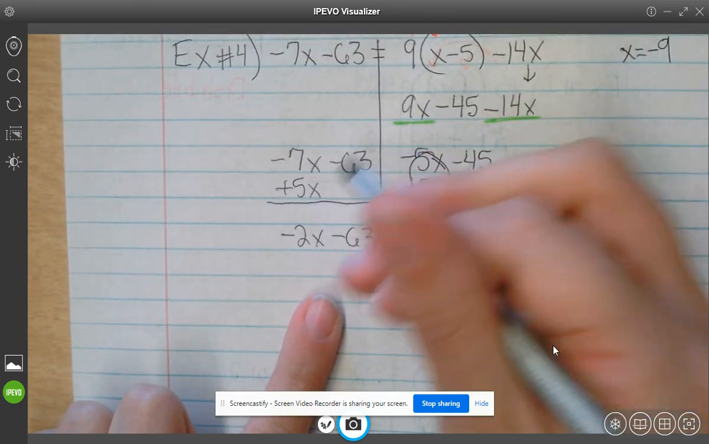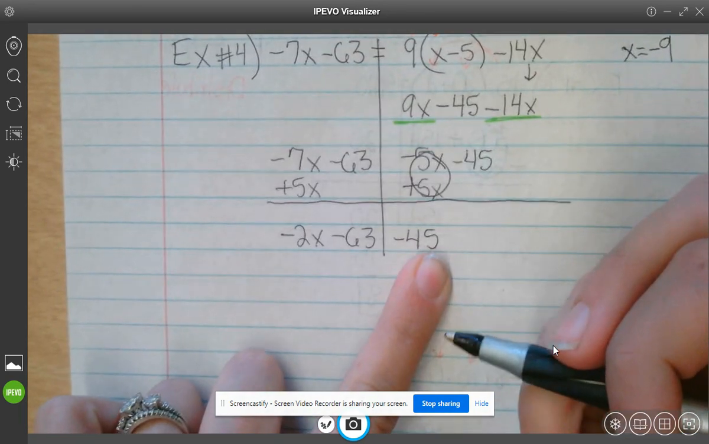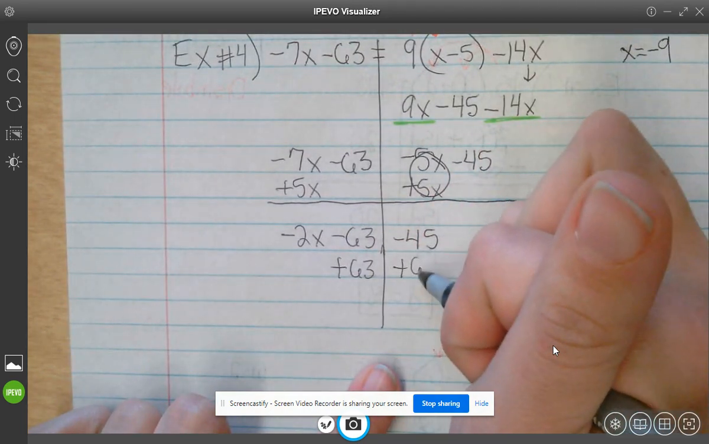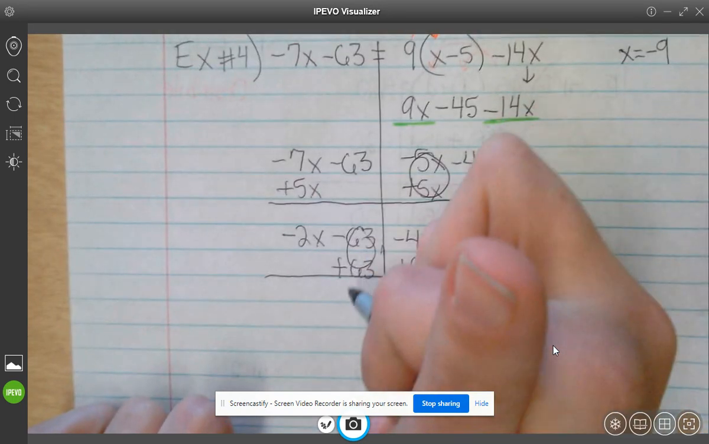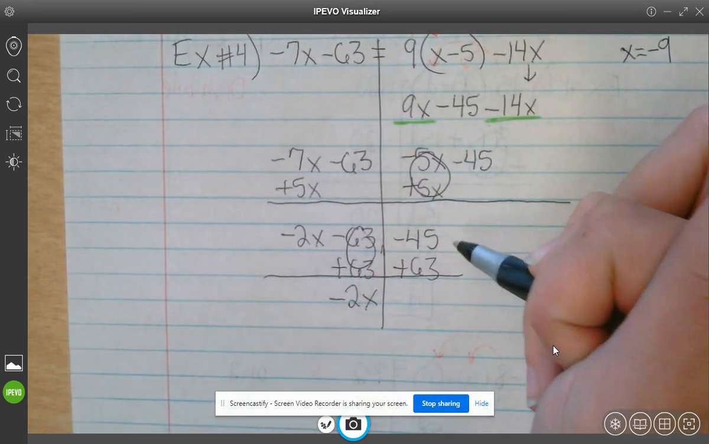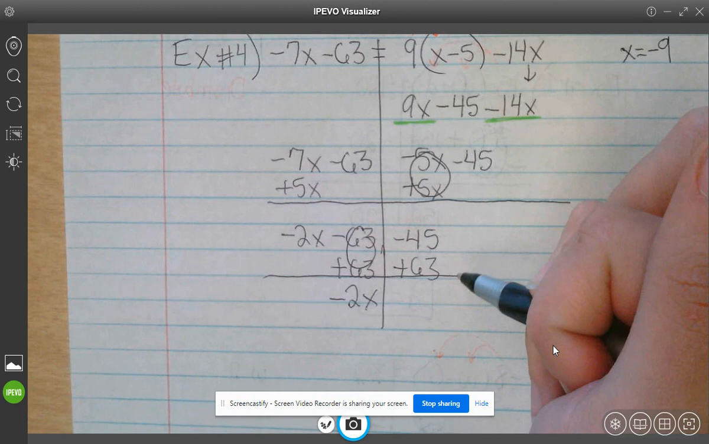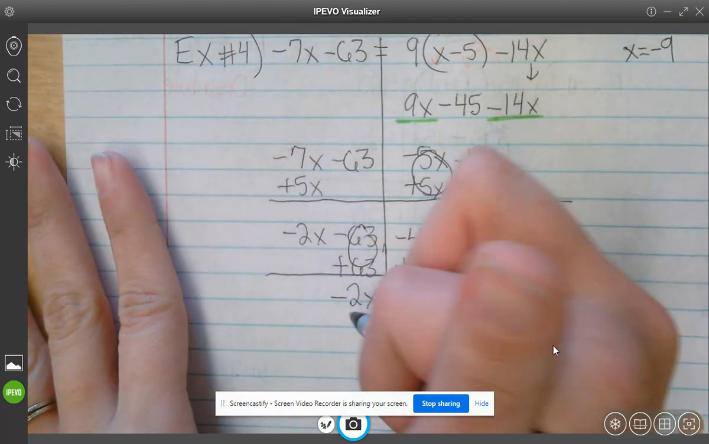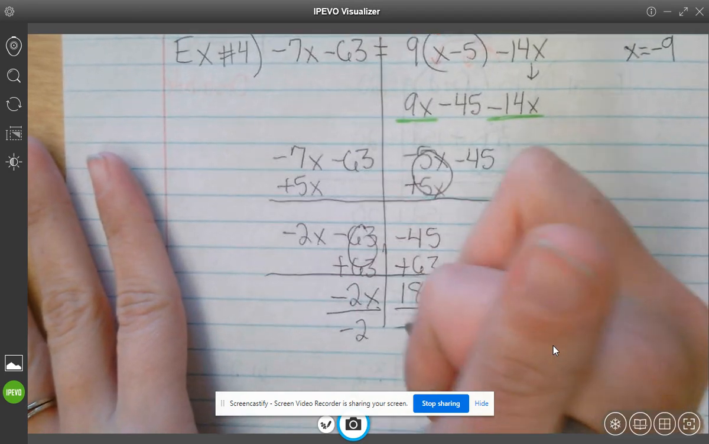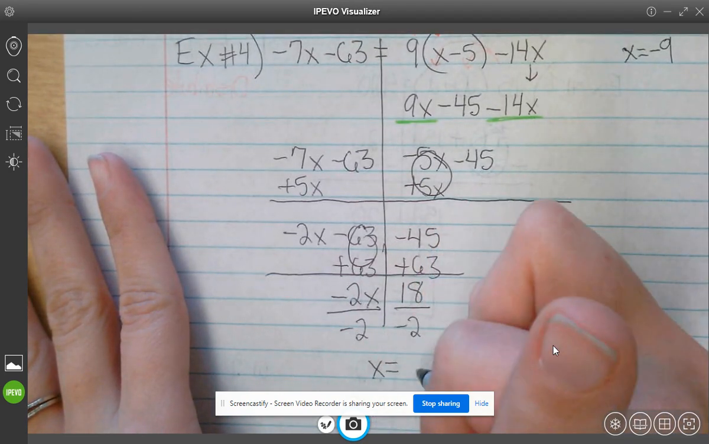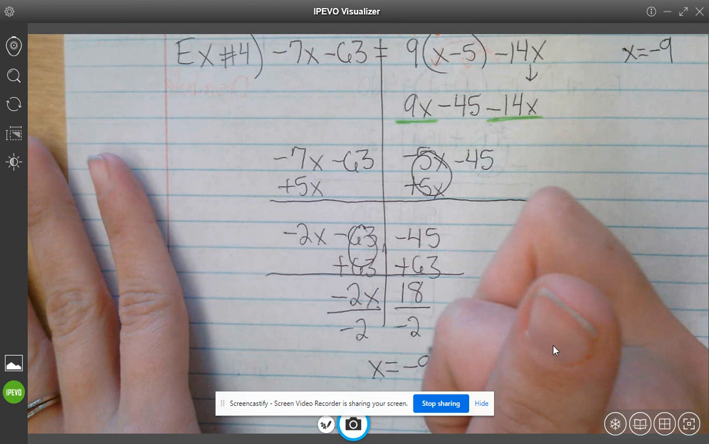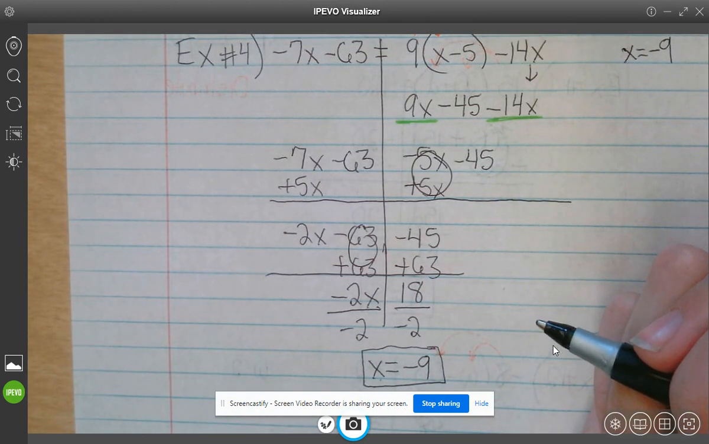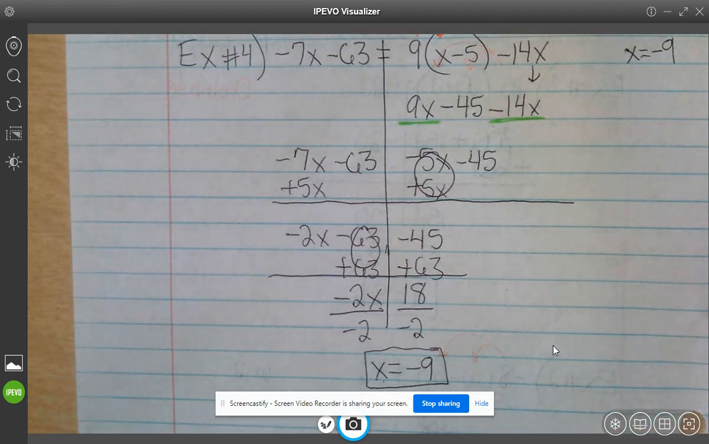Now, since I moved my x over here, I got to move my number over here to be with this number. So plus 63, reset. I have negative 2x. If you type in negative 45 plus 63 into your calculator, you get 18. Then I divide by negative 2. And x equals negative 9. Okay, one more example.